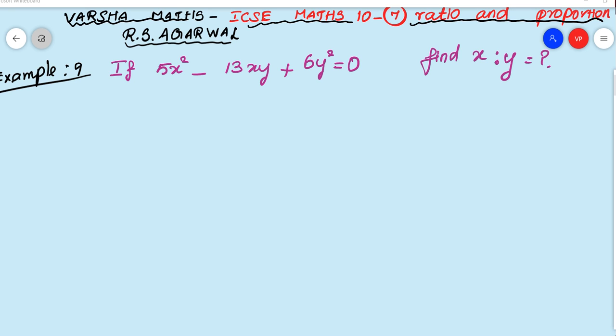ICC Max 10th Standard, 7th lesson: Ratios and Proportions from the R.S. Agarwal book.